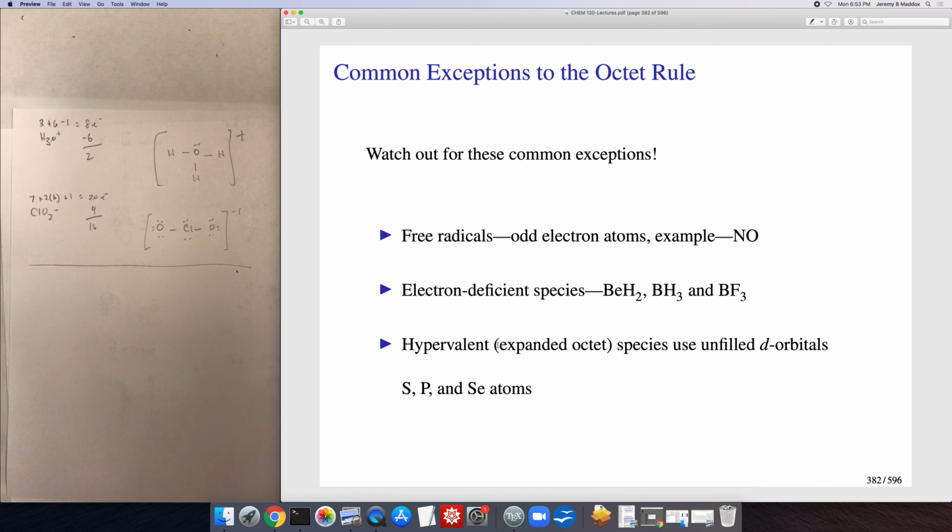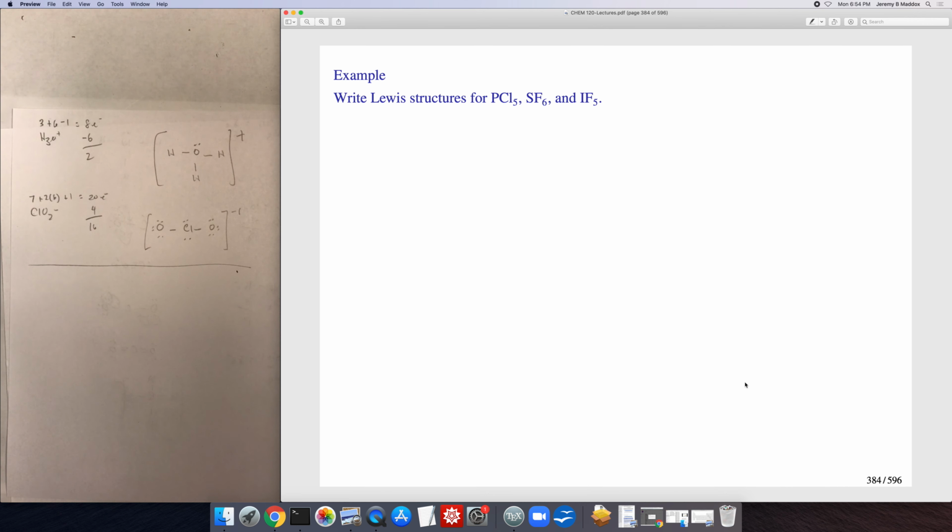We can also have what are called expanded octets or hypervalent atoms. These occur for atoms that have nearby empty d orbitals that can be used to take on more electrons. Examples: sulfur, phosphorus, and selenium. They often have hypervalent structures, and so we'll watch out for those guys. And so here we're just going to do several examples.